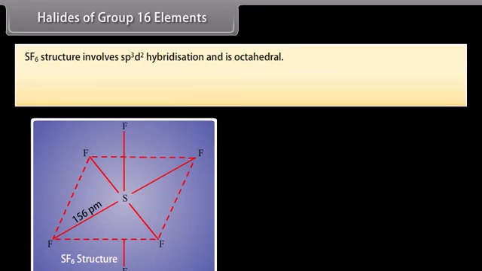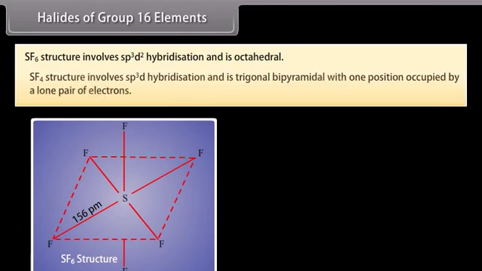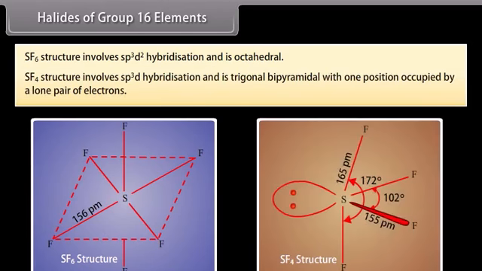SF6 structure involves sp3d2 hybridization and is octahedral. SF4 structure involves sp3 hybridization and is trigonal bipyramidal with one position occupied by a lone pair of electrons.